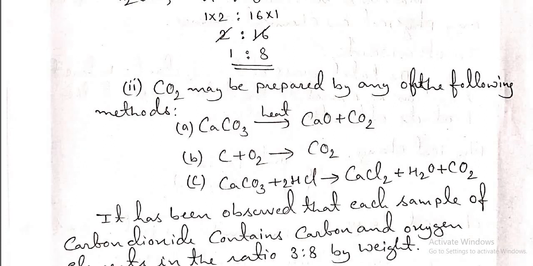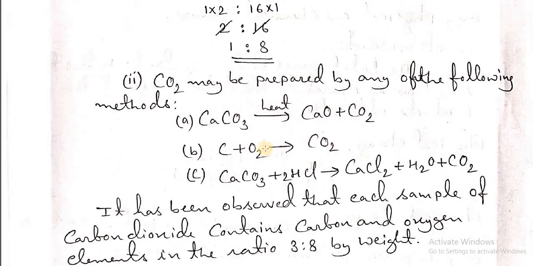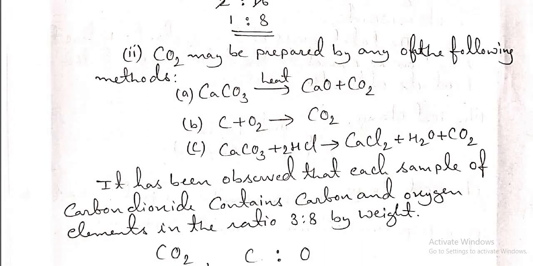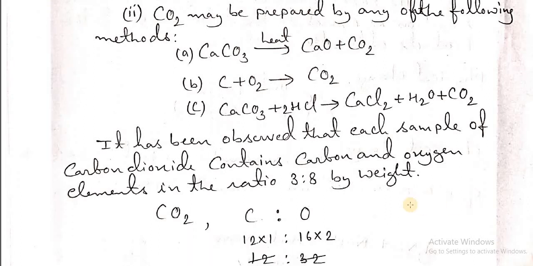Carbon dioxide can be prepared by various methods. Say for example, calcium carbonate on heating will give you calcium oxide and carbon dioxide. Carbon plus oxygen can give you carbon dioxide. Calcium carbonate plus hydrochloric acid can give you calcium chloride plus water plus carbon dioxide. So there are different methods. Now, whatever the method of production of carbon dioxide, it always contains carbon and oxygen in the ratio 3:8 by weight.